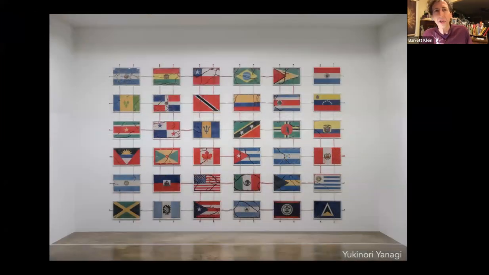One of my favorites, Yukinori Yanagi from Japan, has worked with ant colonies, queenless for various reasons, but a single colony connecting colorful sands. There's a world flag ant farm, in this case, colorful sands forming flags of the Americas. And as you can see, over the course of the exhibit, they break down those arbitrary political boundaries.